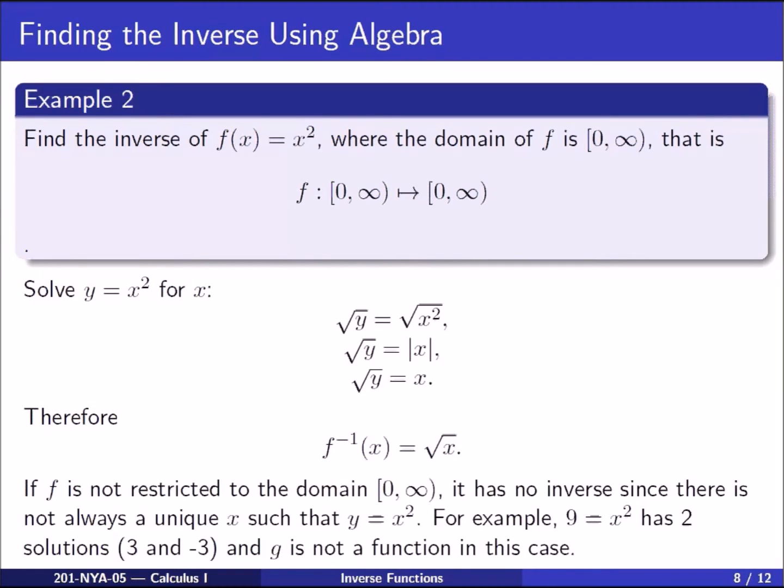Now notice that if we had not restricted f to the domain of non-negative numbers, f would not have had an inverse, since there is not always a unique x such that y equals x squared. For example, if I take the equation 9 equals x squared, well, in general it has two solutions, 3 and minus 3. So g would not have been a function in this case. We could have called it a relation because g would have sent 9 to both 3 and minus 3 at the same time, but clearly it would not have been a function.